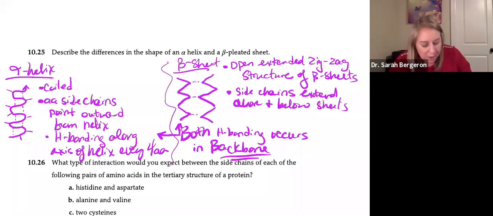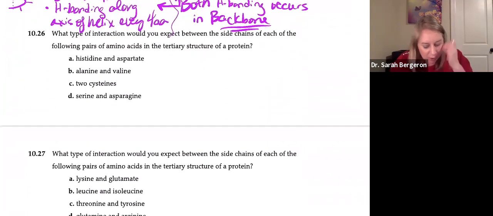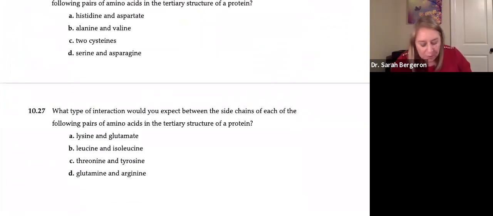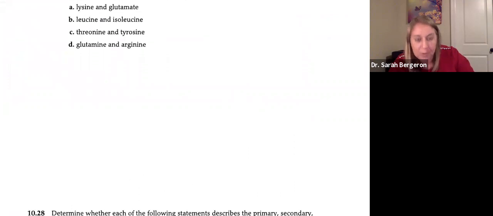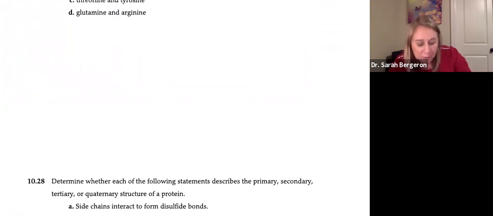All right. What type of interaction would you expect between the side chains of each of the following pairs of amino acids in the tertiary structure? Okay, I think we need to name what the possible types of interactions are. So we'll do this along the side. I guess we have room down here. So here we're going to list the types of interactions, so we know what we're choosing from because they don't really list it.